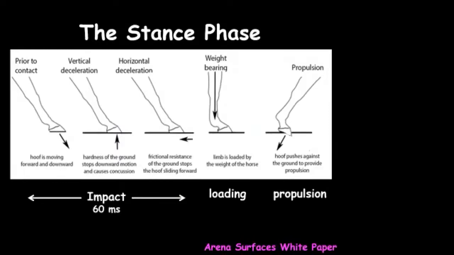But what happens during that time is that the hoof, as it approaches the ground, is moving with a forward and downward velocity. And then when the hoof contacts the ground, the hardness of the ground first of all stops the downward motion. So it exerts a force against the hoof that stops that downward velocity. And then the frictional resistance of the ground acts against the direction that the hoof is trying to slide forward, and that stops the horizontal velocity.